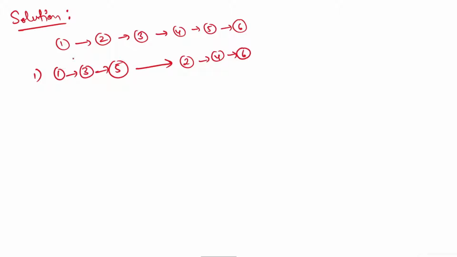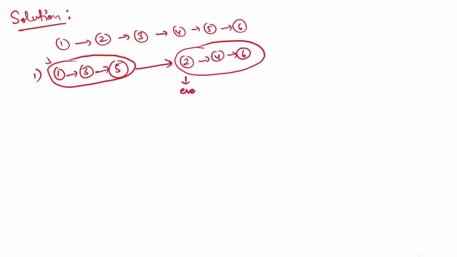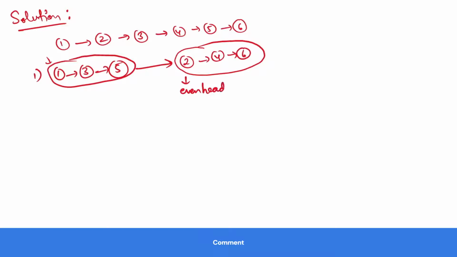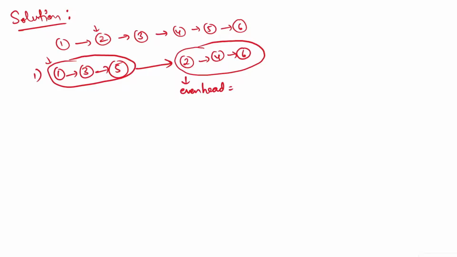First of all, for this list we need one head which is pointing to this list, and for this list we need another head. Let's say for this list I am taking even head, which will be pointing to 2. And how do I make this? By making head next. And the head which is already given will point to 1.